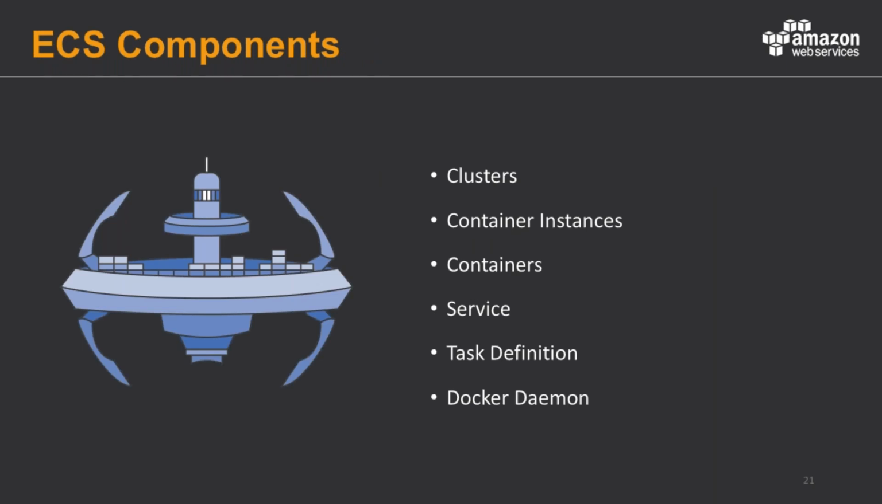The components that make up ECS, we're going to go into these in a little more detail, but we'll just point out and talk over them quickly, because we have clusters, which is a collection of the container instances, and sort of nested within those clusters, we have our container instances. Within the container instances, we're going to have our containers. We have a service, which is maintaining a number of tasks running across our container instances. We have the task definition, which is going to say how each of these one or more containers should run. And then we have the Docker daemon, which is running on our instances, executing the containers as we ask it to.